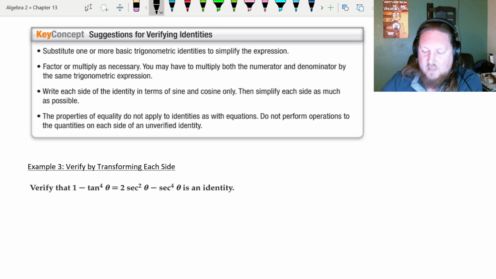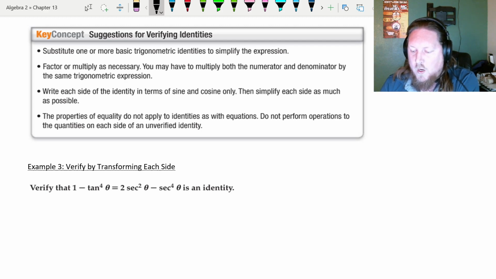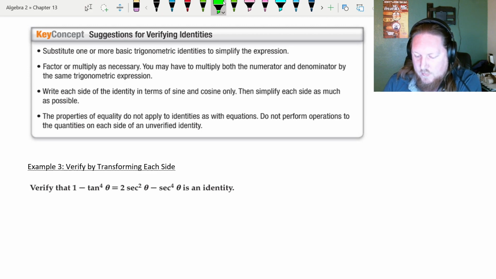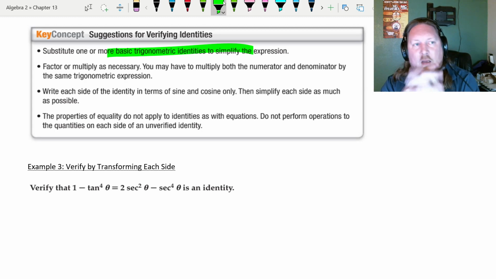Okay, let's get some more tips for verifying identities. When we're working with verifying identities, we want to substitute basic trig identities: sine, cosine, tangent, cosecant, secant, and cotangent into the expression. We want to change those in and out as much as we can.